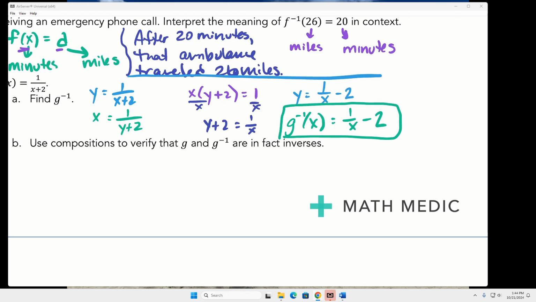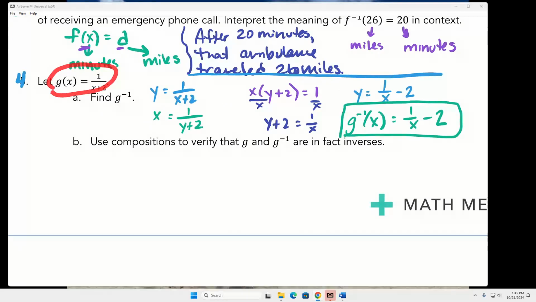So that function undoes everything that this one does. So for example, if we put in 3 for x, that's going to give us 1/5. So this one I should be able to put 1/5 in for x, and it should give us 3. That's what an inverse does.